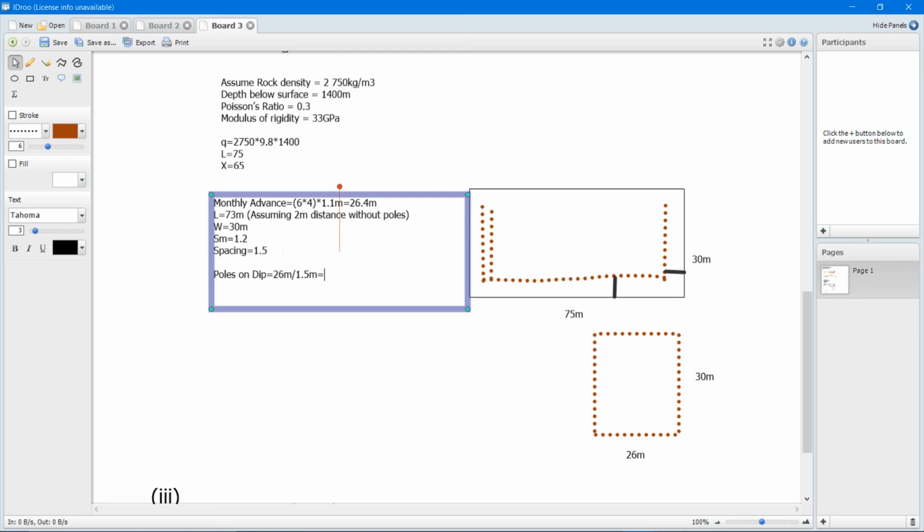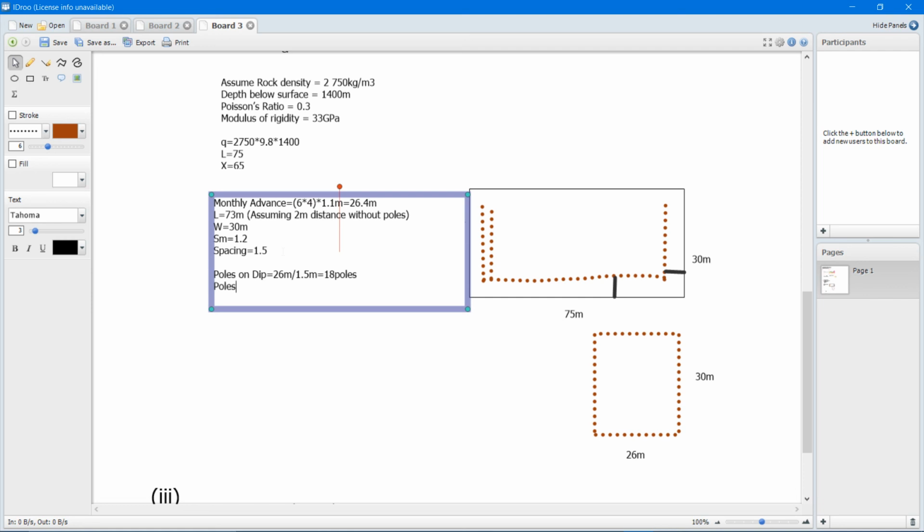So let's punch that in our calculator. 26 divided by 1.5, which gives us 17.3. So that's just about 17. You can't have 0.3 of a pole, so for accuracy reasons, let's say 18 poles. Okay?